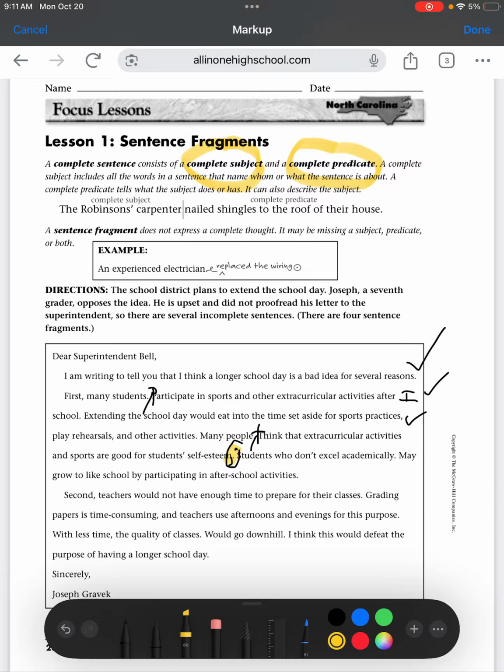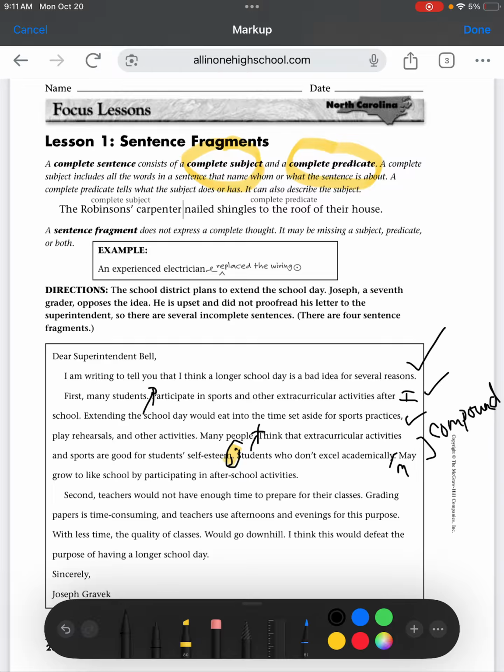It adds to the flow of our sentence structure. Students who don't excel academically may grow to like school by participating in after-school activities. This is a beautiful compound sentence now. So not only are we checking for sentence fragment revision, we are also revising to create a better, more cohesive form of writing when we join and combine these sentences when they're simple.